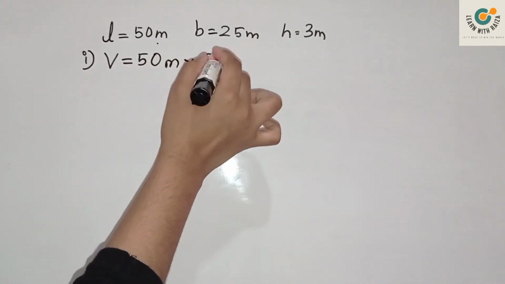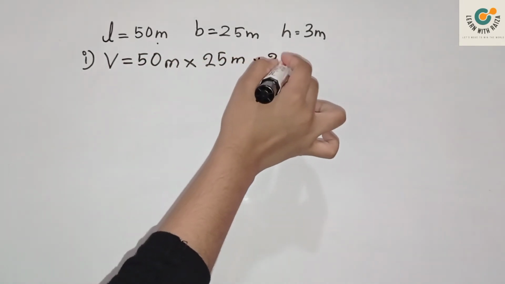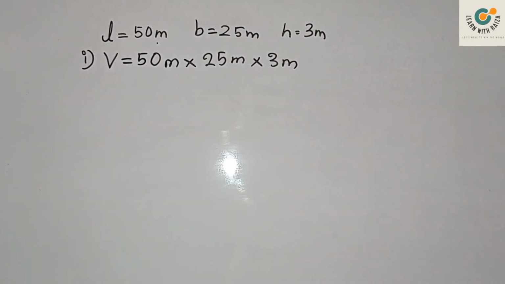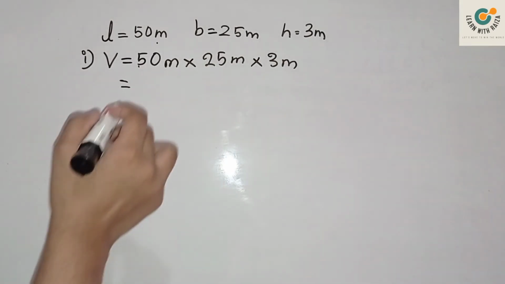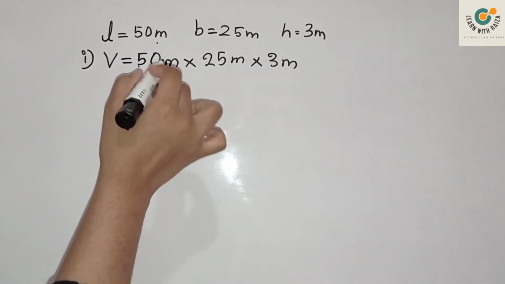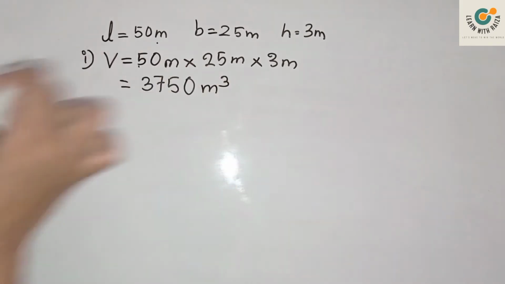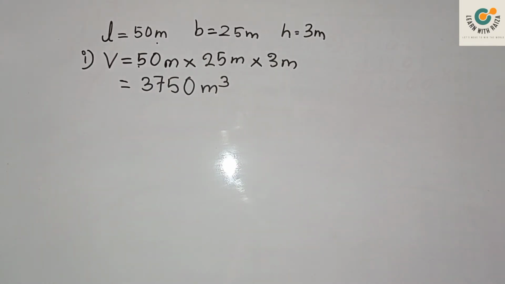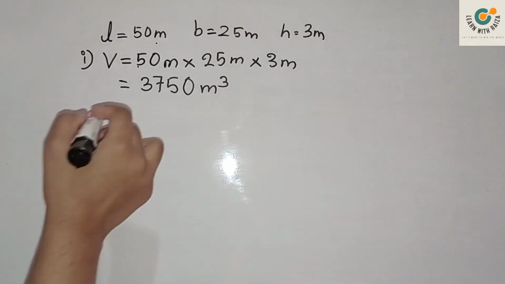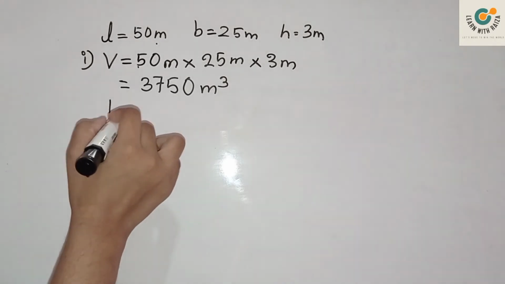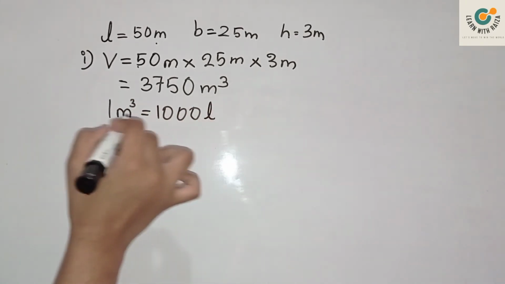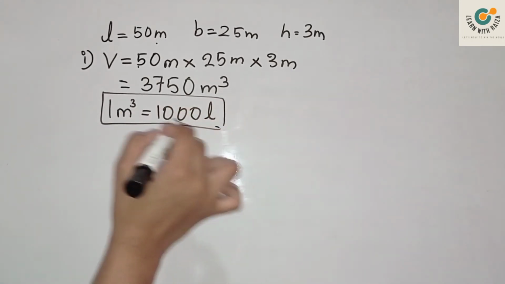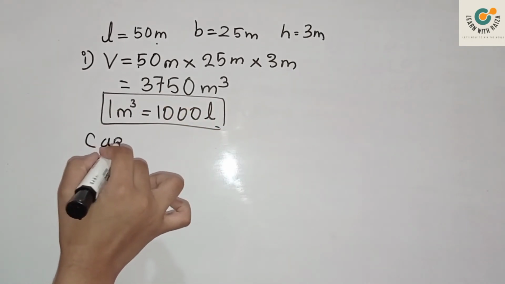50 meter into 25 meter into 3 meter. You have to multiply and you get there. Now 5 times 3, 15. 15 times 25 is 375, and this 0, 3750 cubic meters. But this is not our answer because we have to give the answer in liters, that is capacity. So we should know the relationship between cubic meters and liters. 1 cubic meter is equal to 1000 liters. So using this relationship, I can convert this capacity.